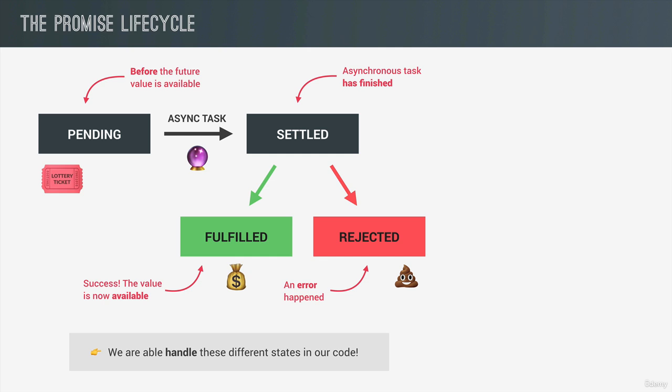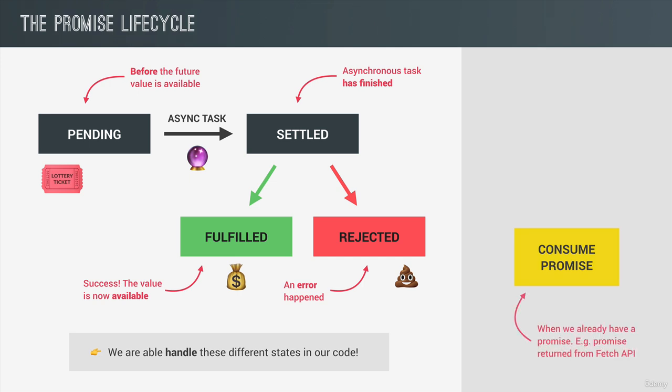Now, these different states that I showed you here are relevant and useful when we use a promise to get a result, which is called to consume a promise. So we consume a promise when we already have a promise. For example, the promise that was returned from the fetch function right at the beginning of this video.